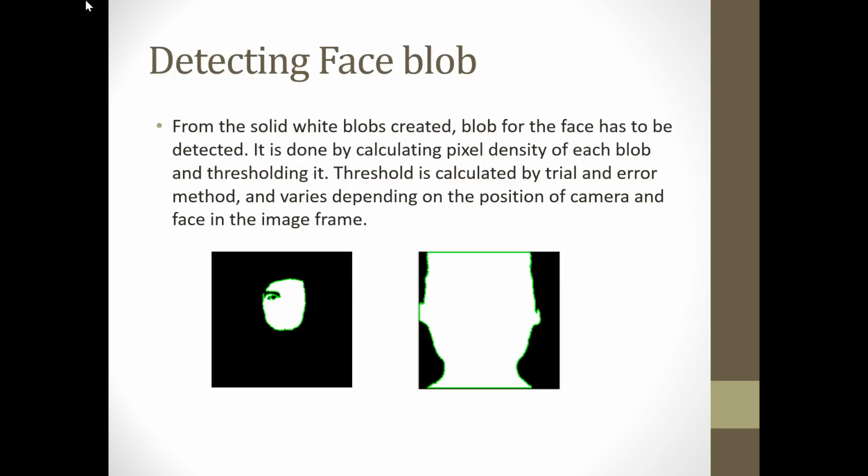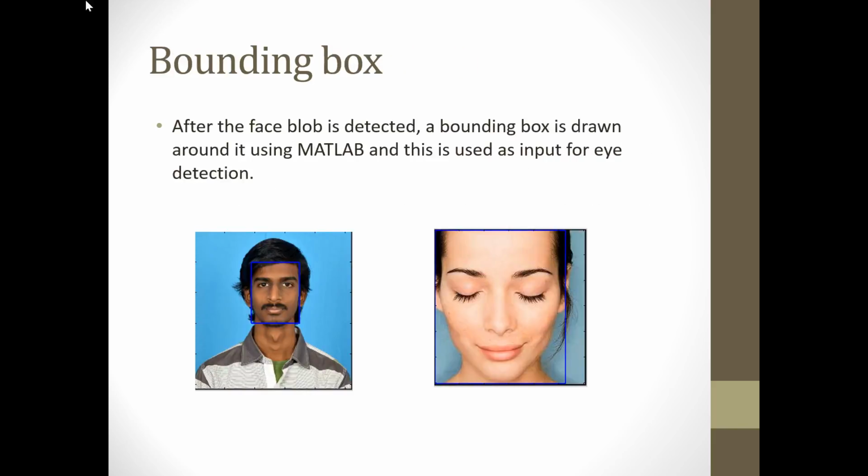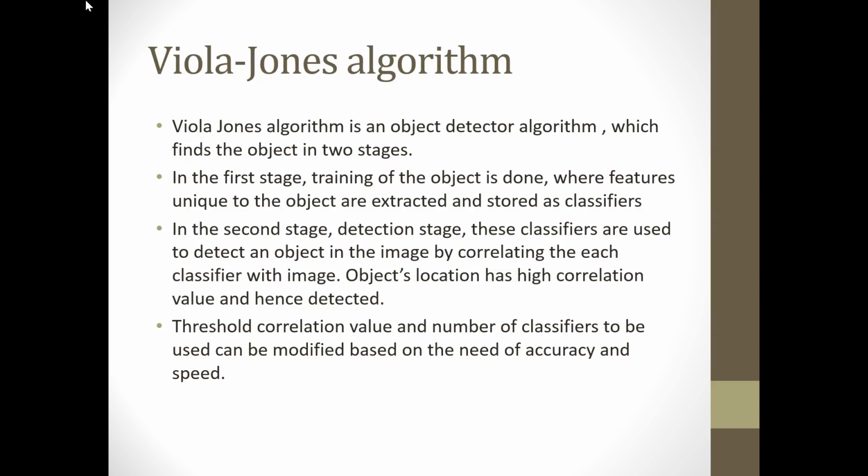After the face blob is created, a bounding box is drawn around the face, and this is provided as an input to the Viola-Jones algorithm. The Viola-Jones algorithm has two stages. In the first stage, the algorithm is trained by providing it with the features unique to the object to be detected, and they are stored as classifiers. In this project, the objects to be detected are eyes. In the second stage, these classifiers are compared with the image provided, and the object to be detected has a high correlation value with the classifiers.